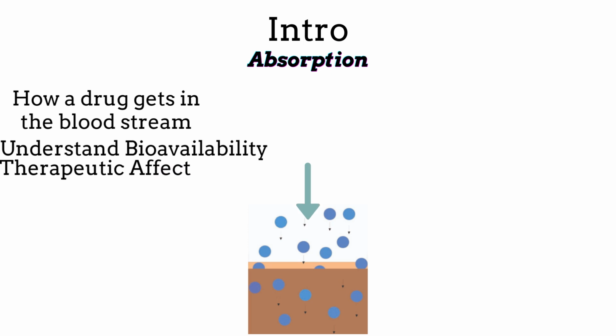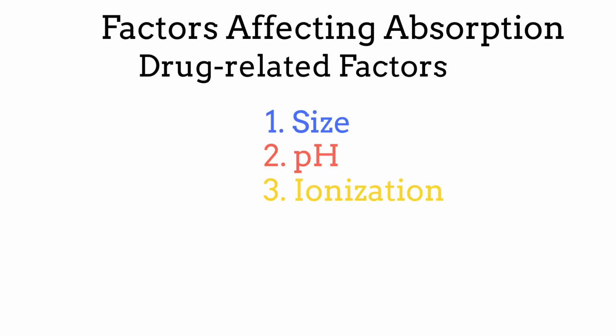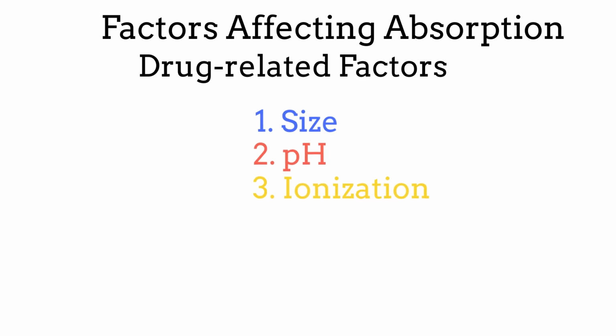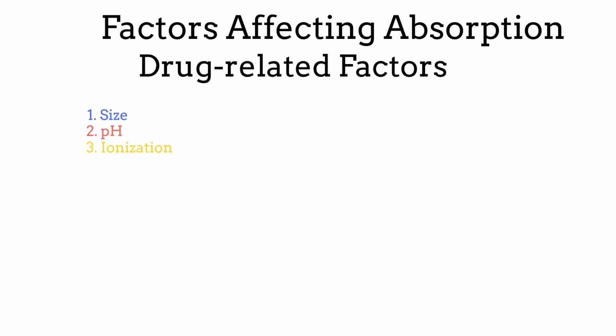Let's look at some major factors affecting absorption. There's three important factors determining absorption. These are the size of the molecule, the pH, and if it's ionized or not.